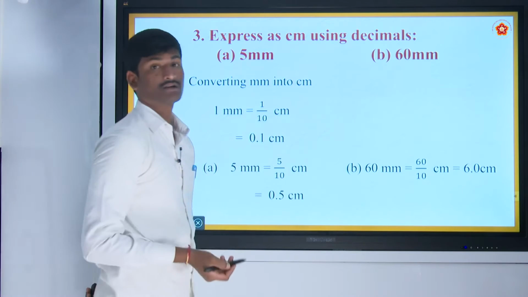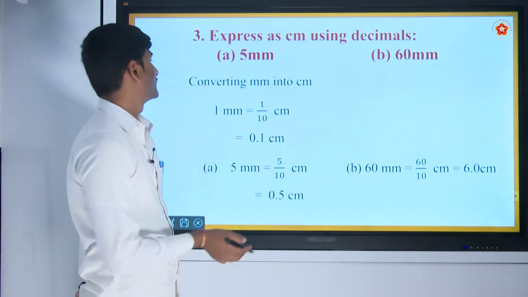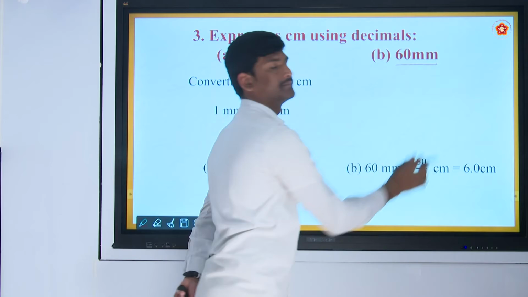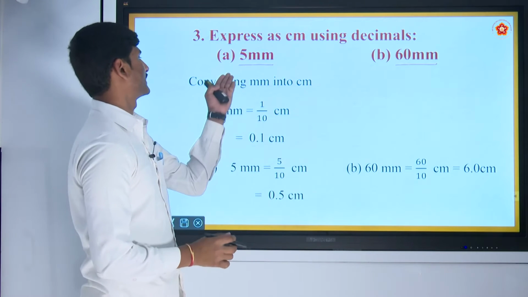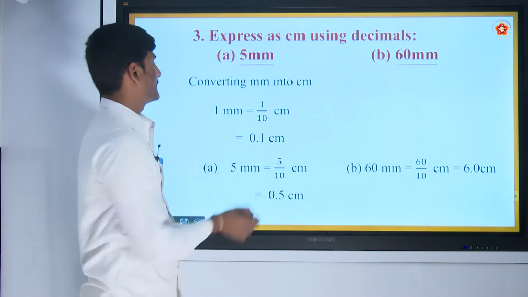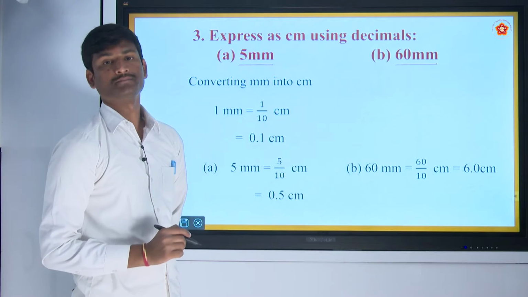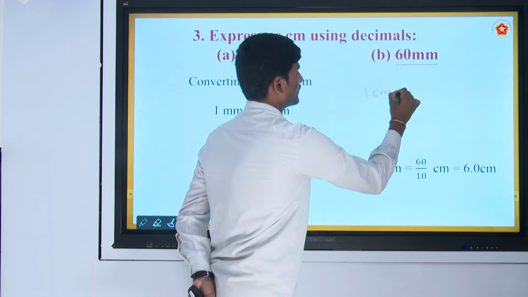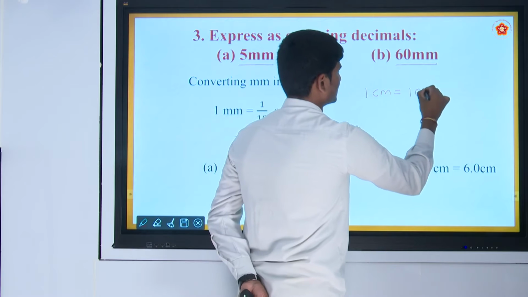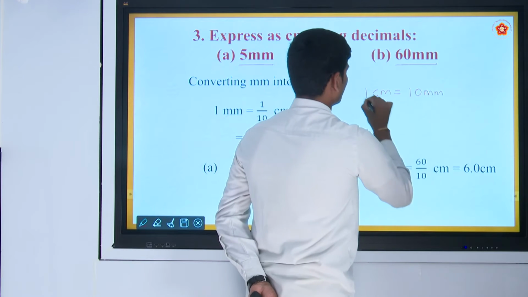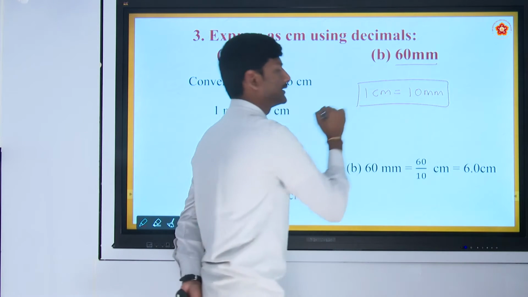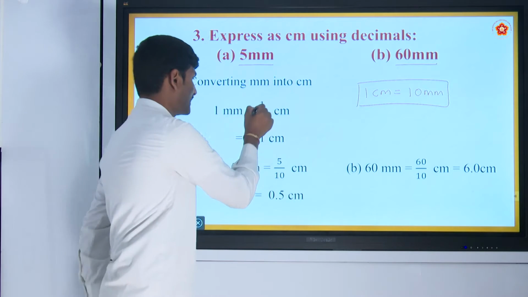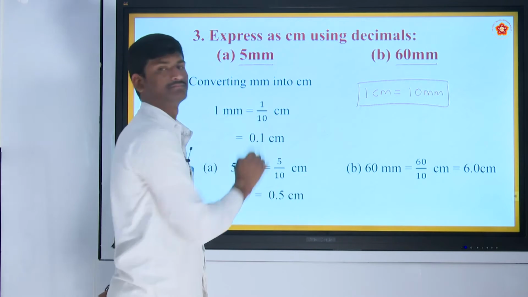Then the third one, express as centimeter using decimals. This one is conversion of length. Here 5 millimeter and here 60 millimeter. First we convert the millimeter into centimeter. You know 1 centimeter is equal to 10 millimeters. Here 1 millimeter is equal to 1 divided by 10.